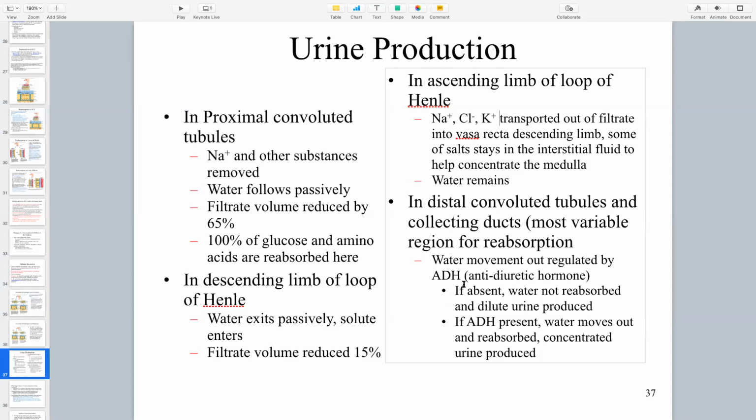That's different than antidiuretic hormone. Antidiuretic hormone actually allows us to place water channels into these cells. Those water channels are called aquaporins.